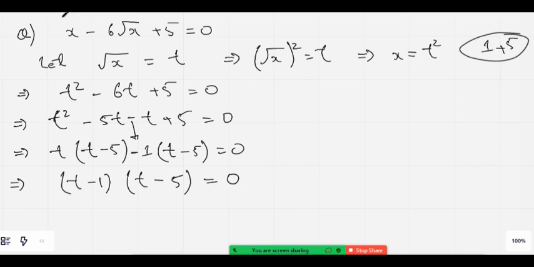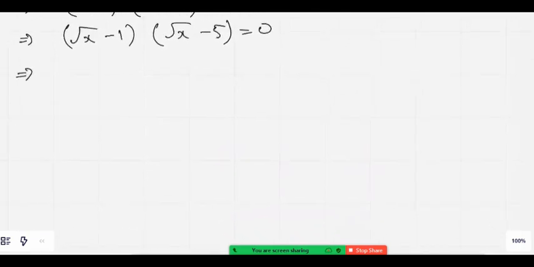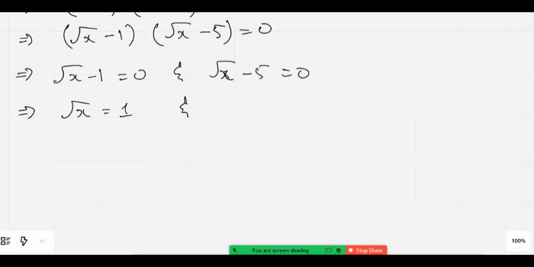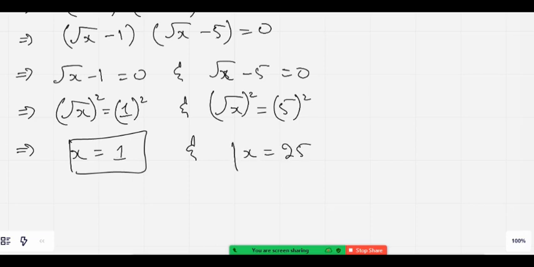Now restore the original variable. t was equal to under root x, so it means that under root x minus 1 is this, and under root x minus 5 is this. Now equate both these factors to 0. So this tells me that my under root x is equal to 1 and under root x is equal to 5. I need to know the value of my x, so I will square both sides, because this is a square root, so it is going to vanish by applying the square on both sides. Once you apply the square on both sides like this, what you get? One answer is this and the other one is this. Okay, the two nice answers you're having.